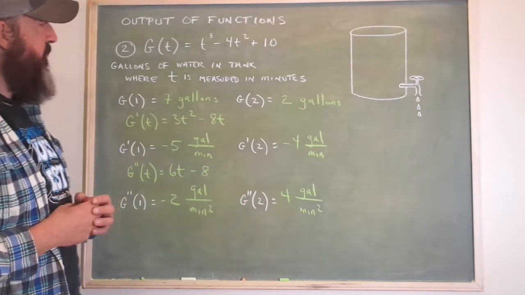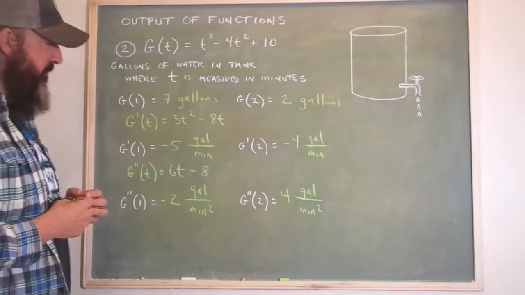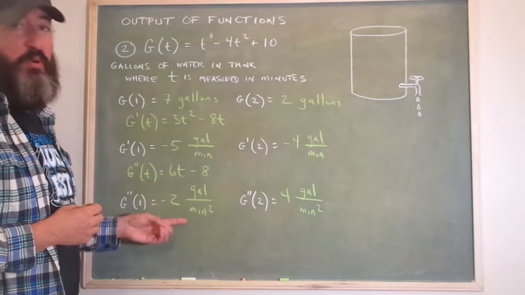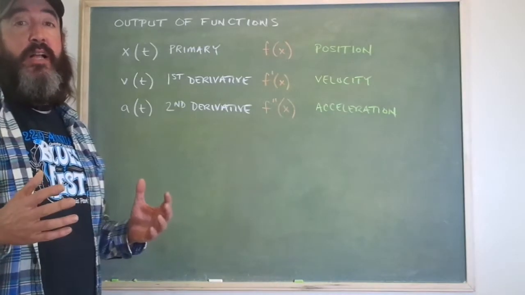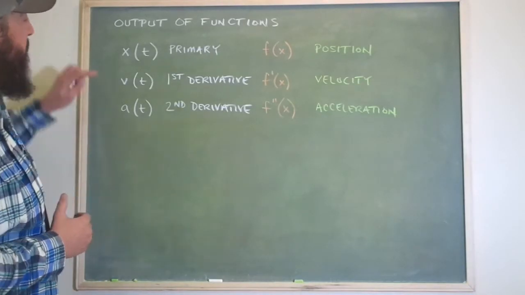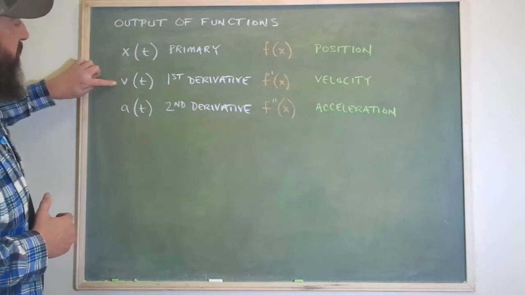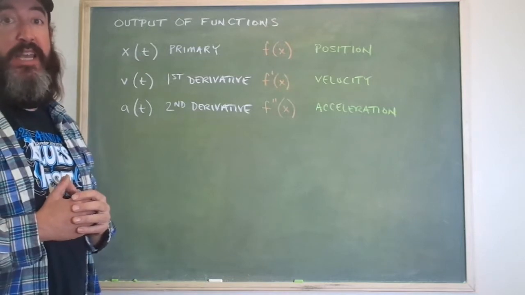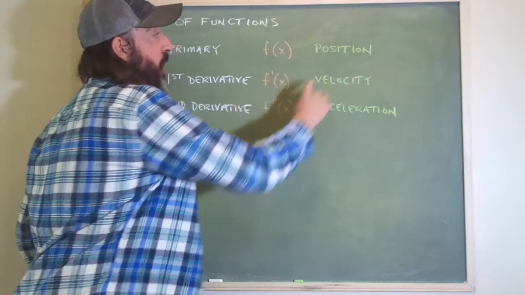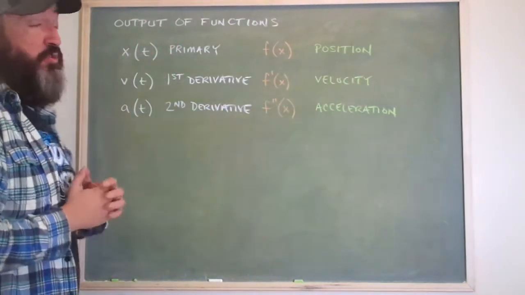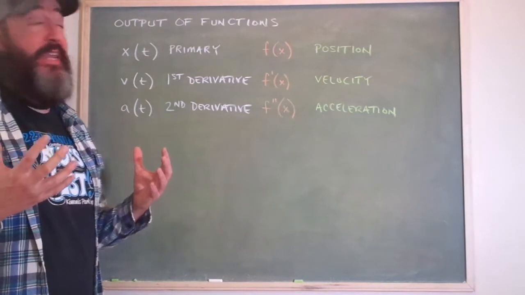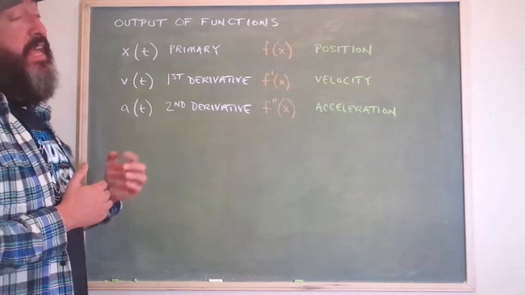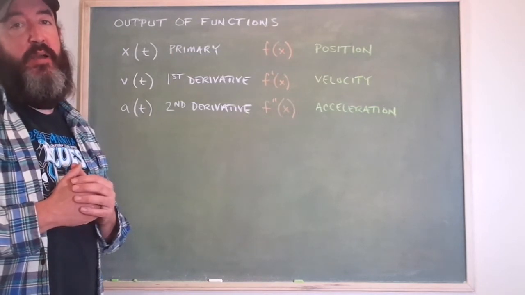The output of my primary function is gallons, the output of my first derivative is gallons per minute, and the output of my second derivative is gallons per minute squared. In calculus class and in physics, we often encounter these functions x of t, v of t, and a of t, where x of t is our primary function, and it gives us the position of an object. V of t is our first derivative. It gives us our rate of change, or velocity, of an object. And a of t is our second derivative, and it gives us the acceleration of the object.